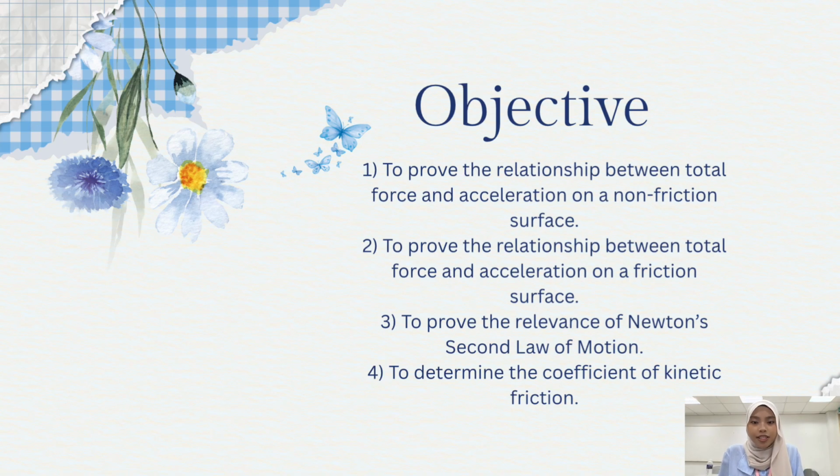So now I will explain about the objective of this experiment. First, to prove the relationship between total force and acceleration on a non-friction surface. Second, to prove the relationship between total force and acceleration on a friction surface. Third, to prove the relevance of Newton's second law of motion. And lastly, to determine the coefficient of kinetic friction.